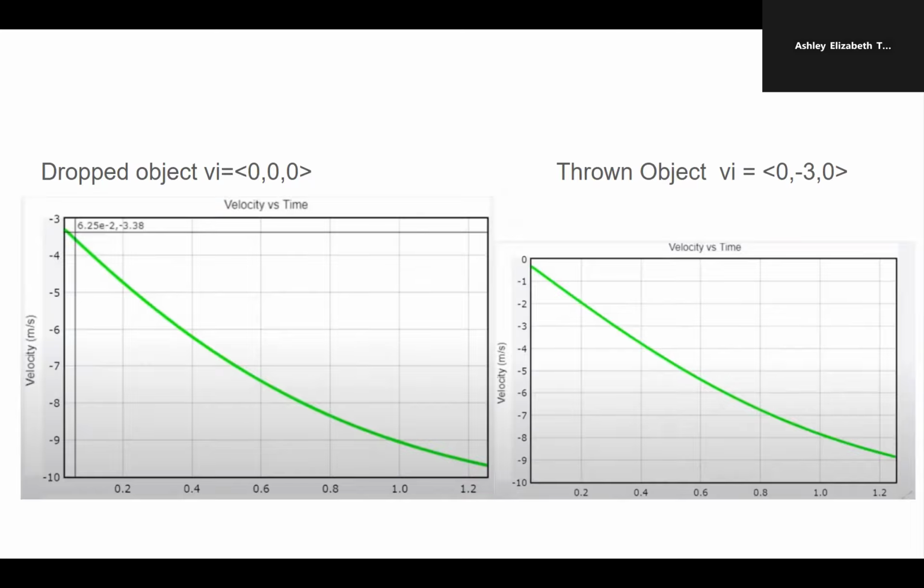Overall, this lab demonstrates that including air resistance makes the computational model more realistic and provides a better representation of the actual motion of a falling object.